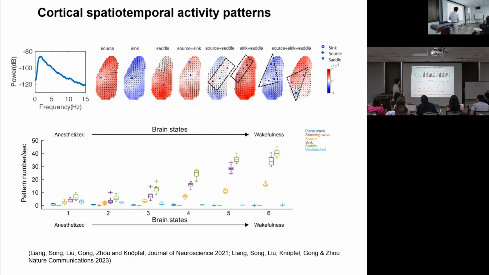Oh, this is the left hemisphere, the whole left hemisphere of mice. Yes, the velocity vector fields, as I just said. This is for slow oscillations.